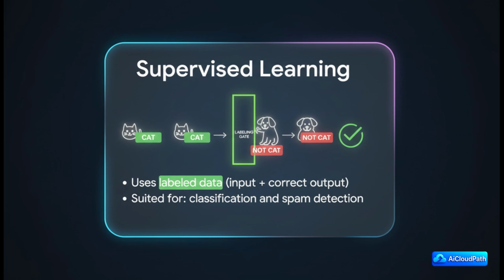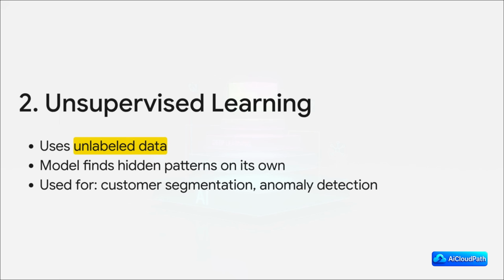Then you have the total opposite, unsupervised learning. Here, there are no labels, no answer key. You just dump a whole bunch of data on the model and say, go figure it out. Its job is to find hidden patterns and group things together on its own.